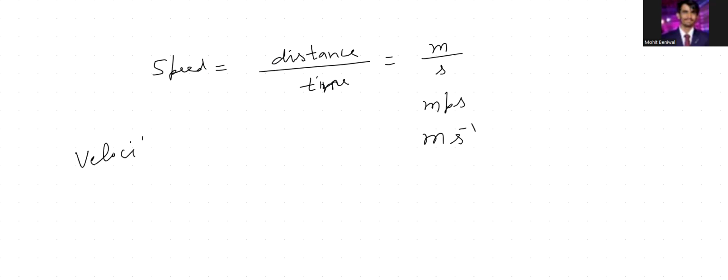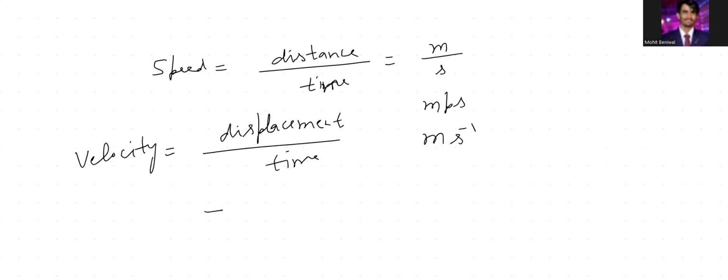Velocity is displacement over time. Again, displacement we measure in meter, time in second. So this is again meter per second or meter second inverse. So look, these two, speed and velocity, are different physical quantities, but they have the same SI units.